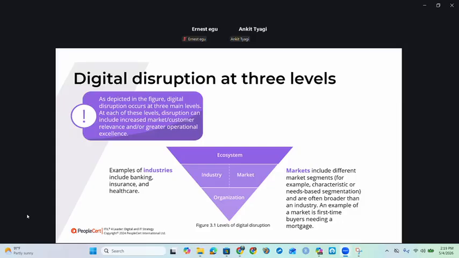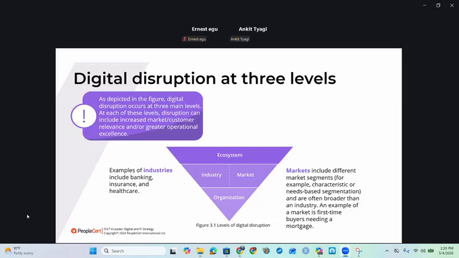Okay, digital disruption happens at three levels: ecosystem level disruption, industry or market level disruption, and organizational disruption. These are the three main levels. At each of these levels, disruption can include increased customer or market relevance or greater operational excellence. So, of course, what are we working towards? Are we working towards customer excellence, or towards more operational excellence?